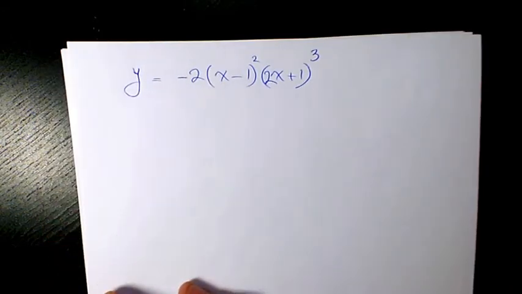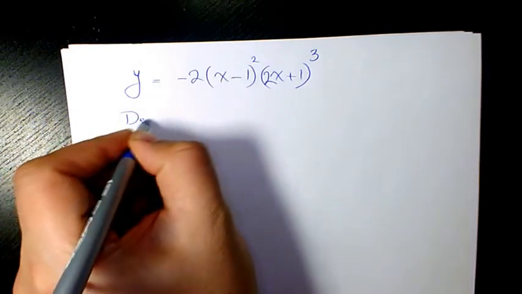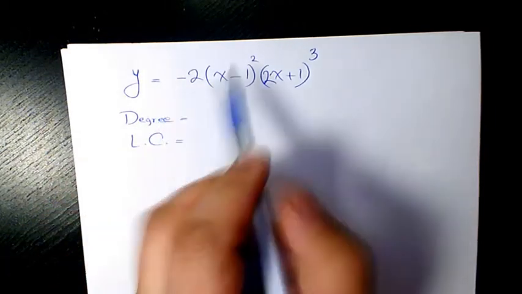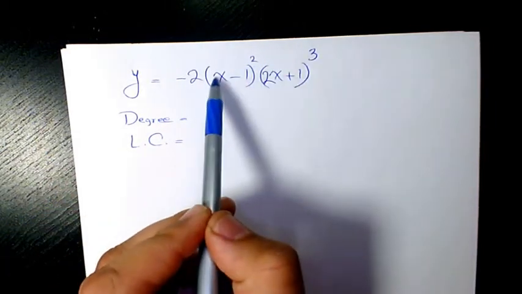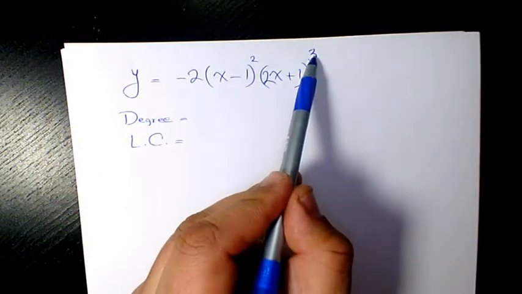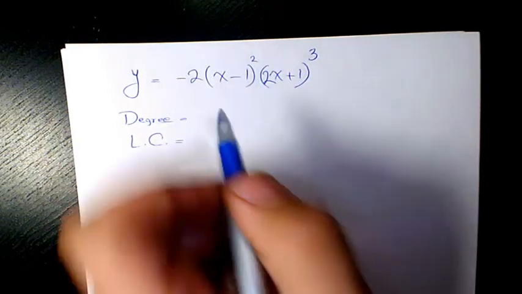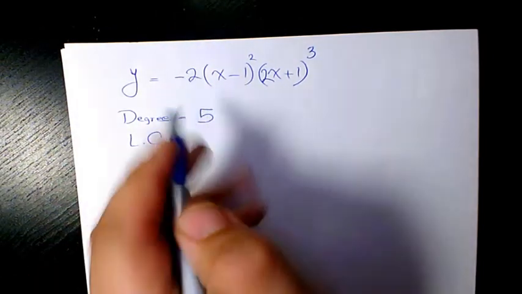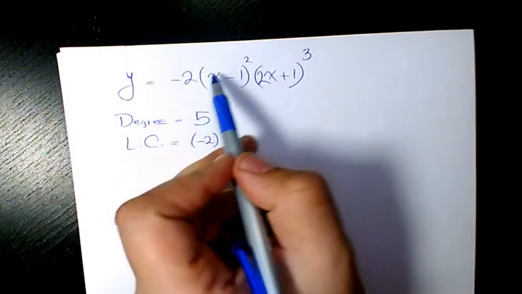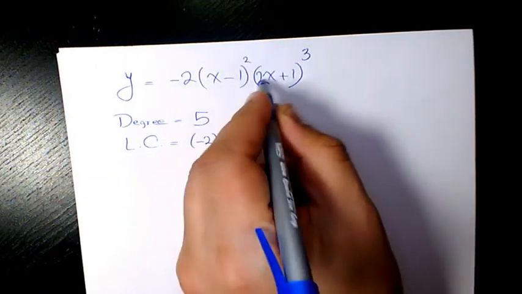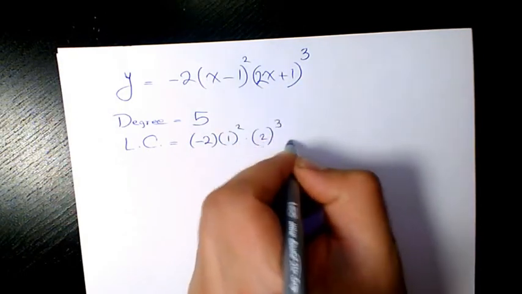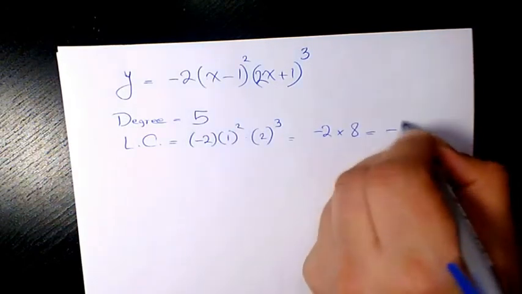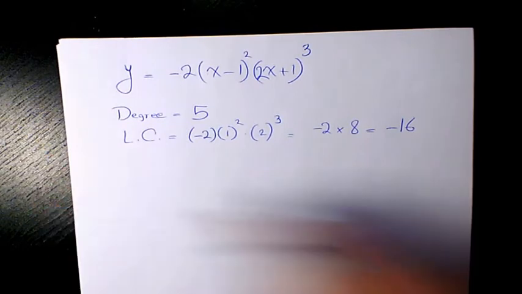Now let's take a look at this equation. They ask you to find out the degree of this function and also the leading coefficient. The degree here in terms of factored form, this is going to be to the power of 2 and this part to the power of 3. So it's going to be 2 plus 3. We end up having 5 in here. What about the leading coefficient? That's going to be -2 times 1 squared times 2 cubed. So that will be -2 times 2 to the power of 3, which is 8. So leading coefficient is going to be -16.